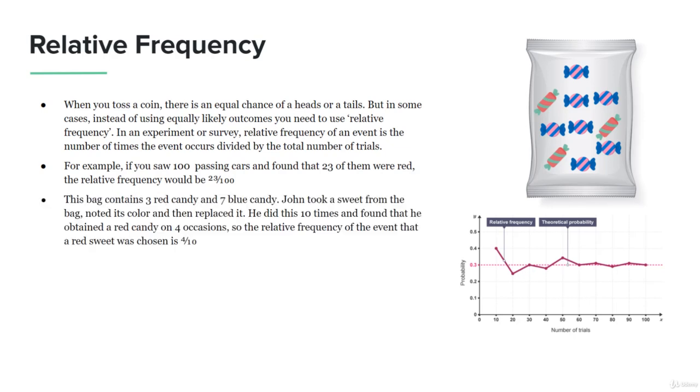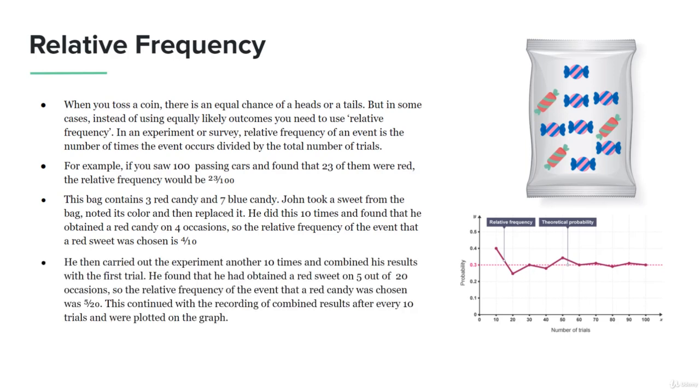Now, let's look at the bag of candy. The bag of candy contains 3 red candies and 7 blue candies, as you can see from the bag on the right. Let's say John takes a sweet from the bag, notes its color, and then replaces it. He does this 10 times and finds that he obtained a red candy on 4 occasions. The relative frequency of the event is that the red sweet was chosen 4 times out of 10. Very simple to understand with this example, as well as the example of the passing cars.